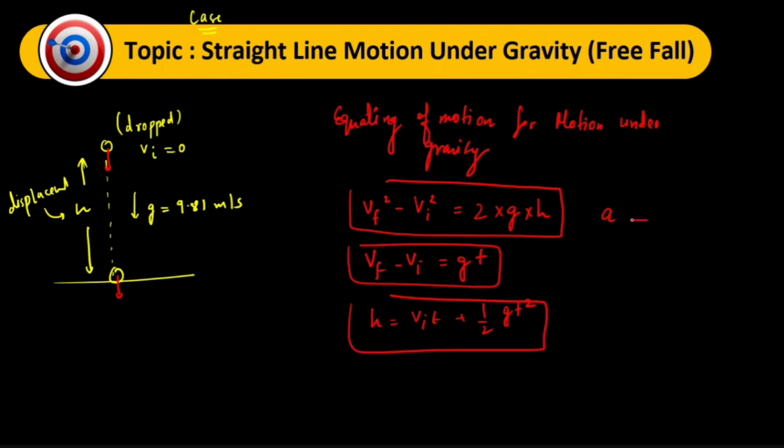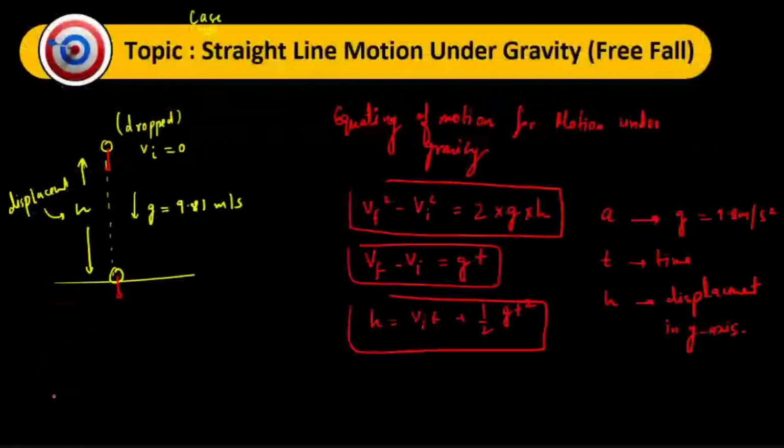Acceleration is being replaced by g, acceleration due to gravity, which is 9.8 meters per second squared, a constant variable. And t is time only. h is displacement, but displacement along the y-axis. That is what makes it a free fall case.